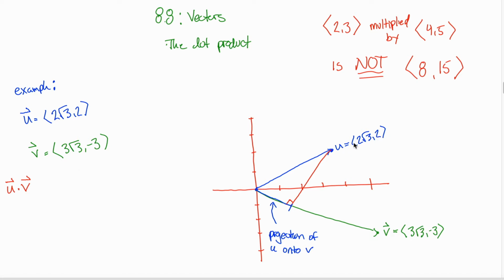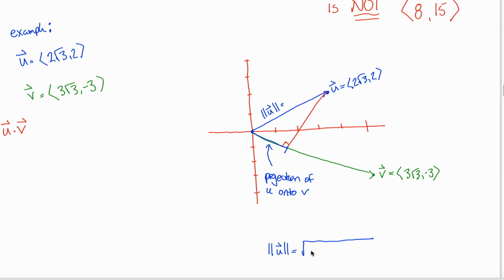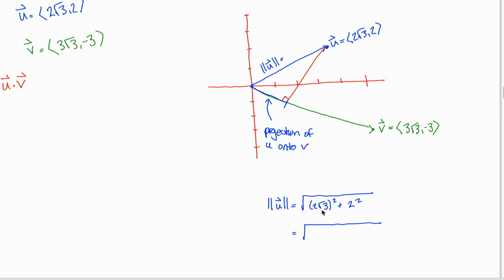First, the length of u. Well, fortunately, we've already figured that out. We called it the magnitude of u and wrote it with this weird double absolute value symbol, and really just used our knowledge of polar coordinates to figure out that it's the square root of the x component of this vector squared plus the y component of this vector squared. For 2 root 3 squared, we recognize that the square root of 3 squared is just 3, and 2 squared is 4, and 4 times 3 is 12.